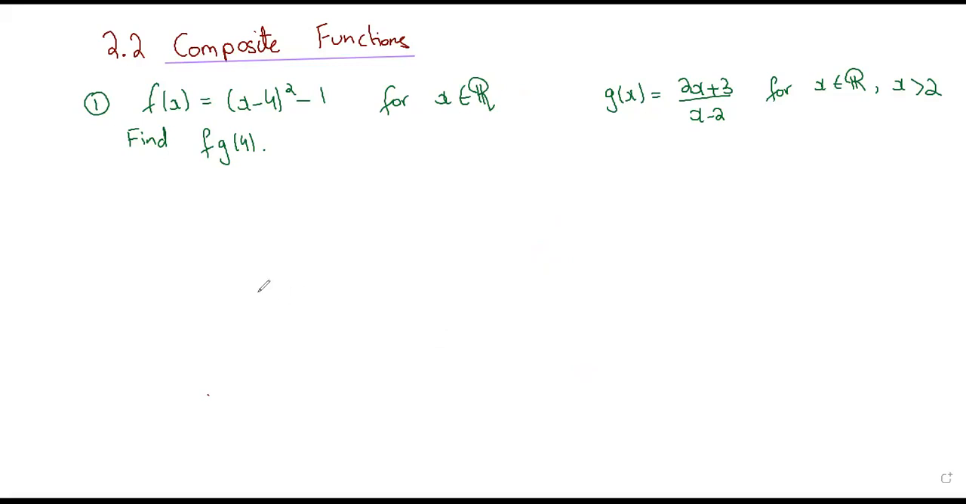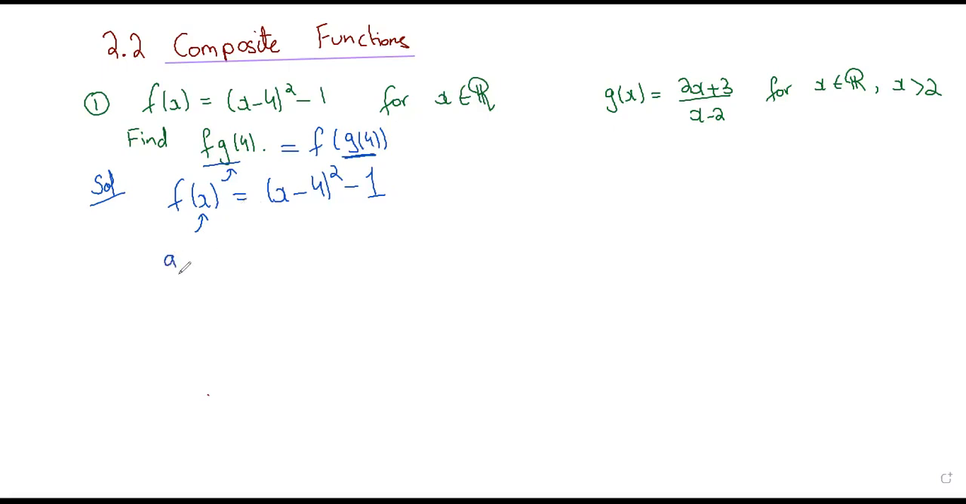All right. Let's talk about the solution. So f of g of 4, okay? Now f of x is basically (x minus 4) squared minus 1. I need to plug in g of 4 over here, okay? This expression can be written as f of g of 4. This clearly means I need to plug in g of 4 inside this function.